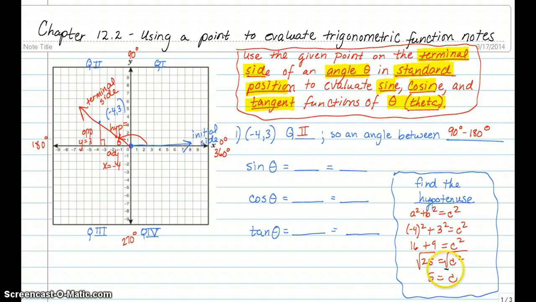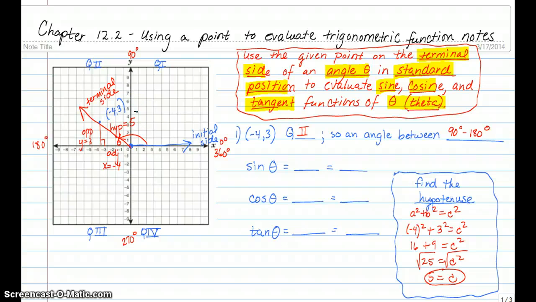Now please note, your hypotenuse is not always an integer value. When you have radical signs involved, you will have to rationalize the denominator, and there are quite a few recordings in chapter 12 to help you rationalize the denominator. So there's one in 12.1 and then another 12.2 that'll help you with that. All right, so our hypotenuse is 5. We know it's always positive.